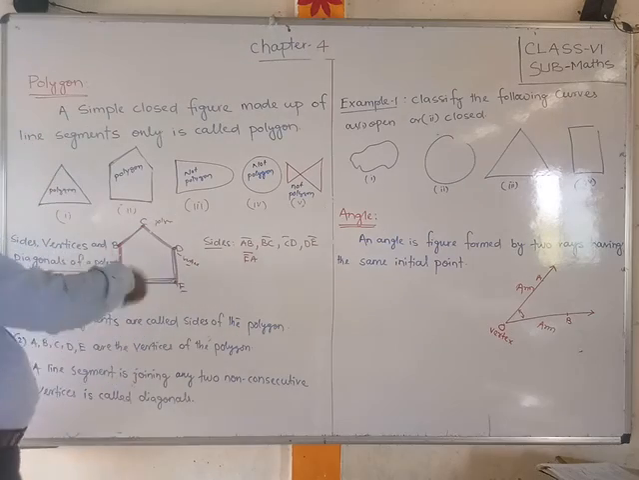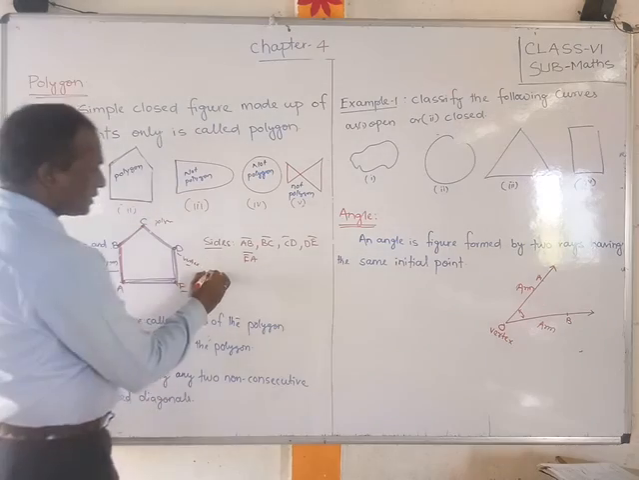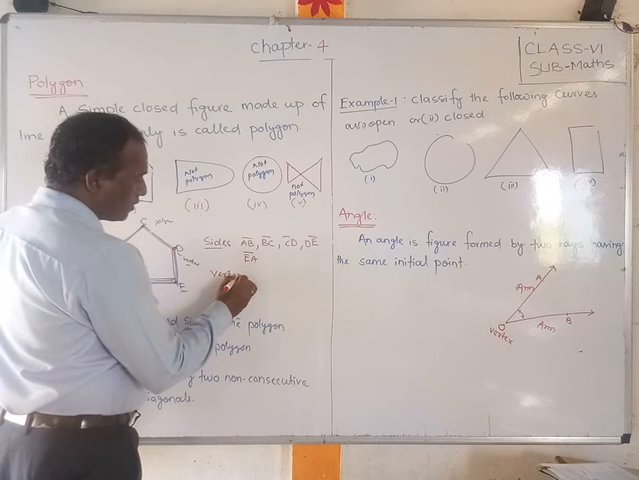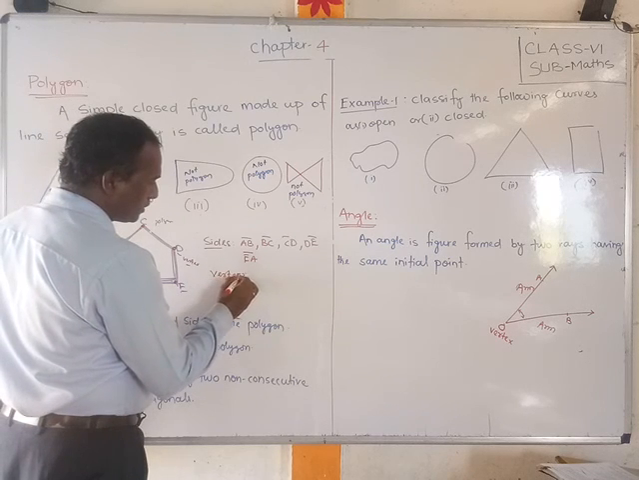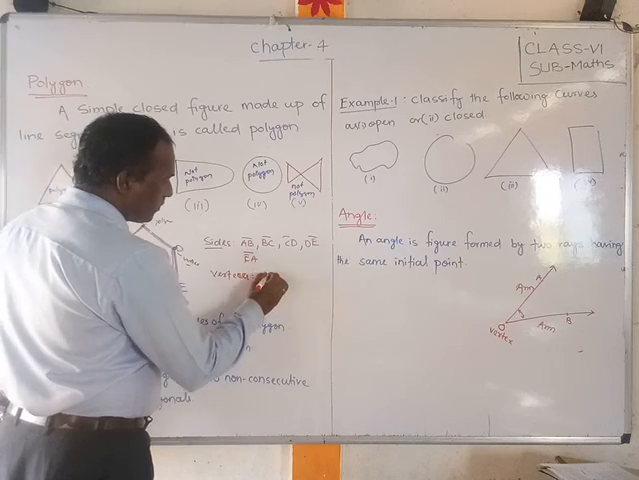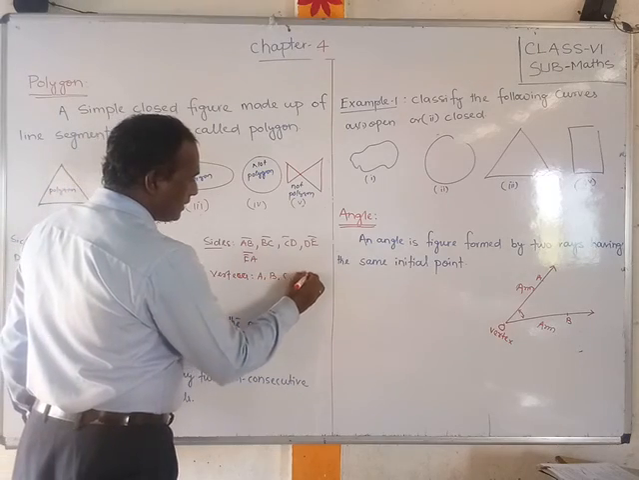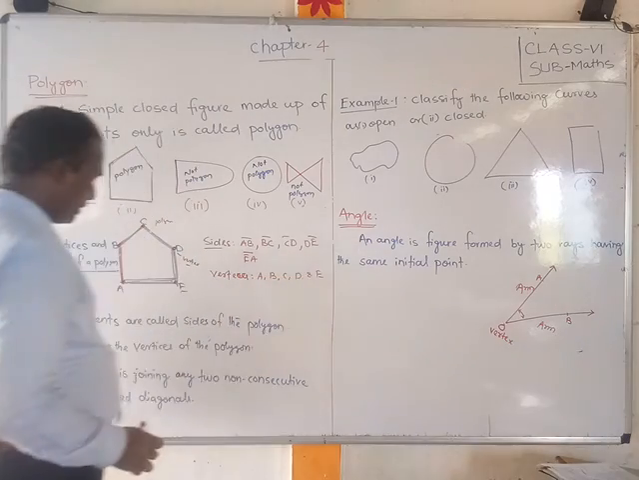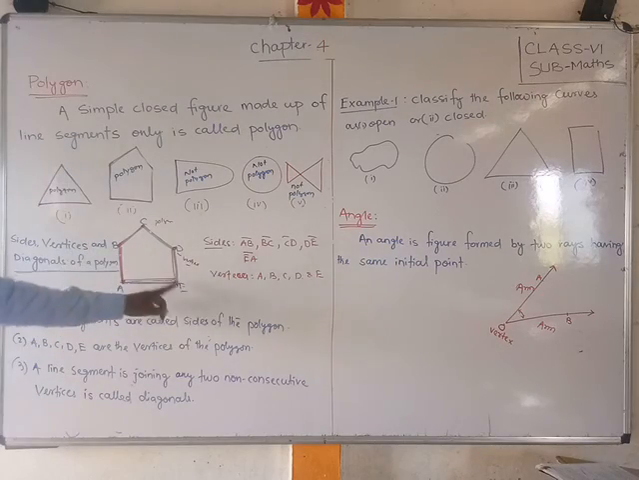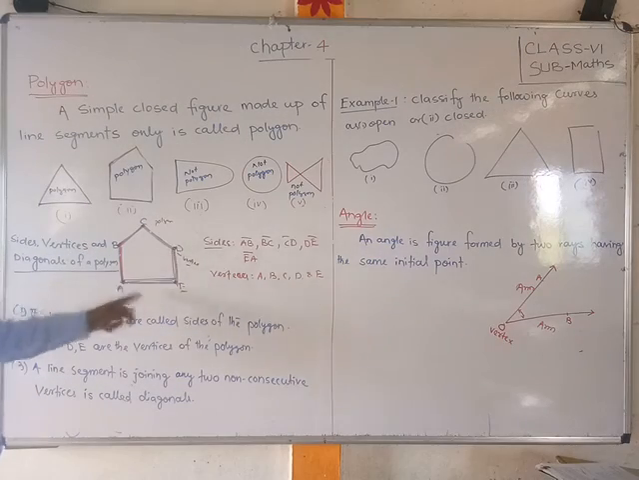Vertex, or vertices in plural. Okay, so what are the vertices? A, B, C, D and E are the vertices of the polygon.